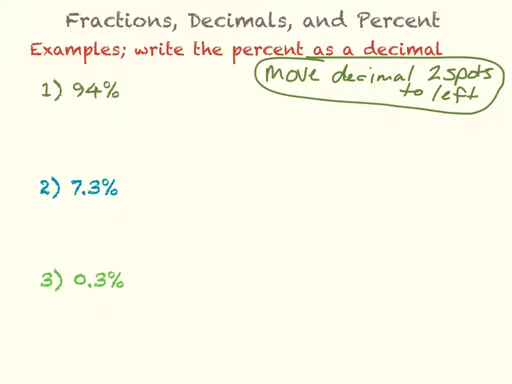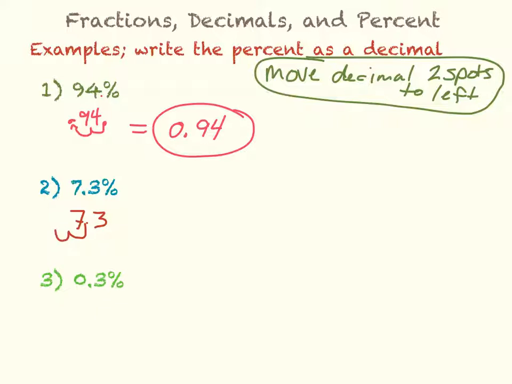Okay, so what I'm going to do is put my decimal right here. I have 94, so I put my decimal, and I'm going to move it 2 spots to the left, and then my decimal is going to be 0.94, and that's 94%.